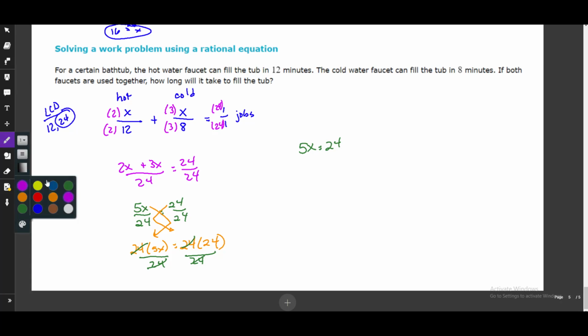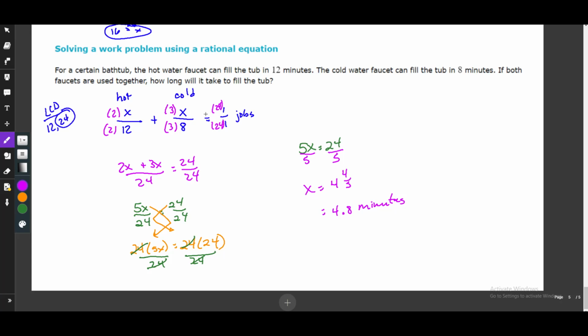Divide both sides by 5. And you get x equals 24 over 5. 5 goes into 24 4 times. So 4 and 4/5, which is the same thing as 4.8. And I could just say it's 4.8 minutes or 4 and 4/5 minutes. And that makes sense, because it's going to be faster than both of them if they're working together. If it was slower, why would you have both of them working together?